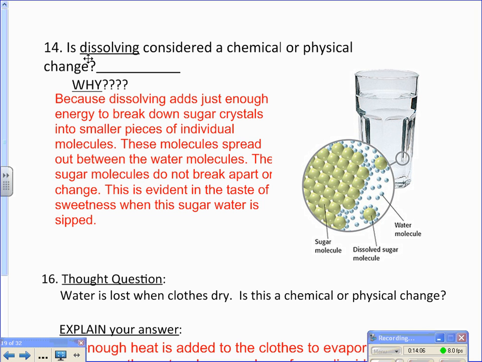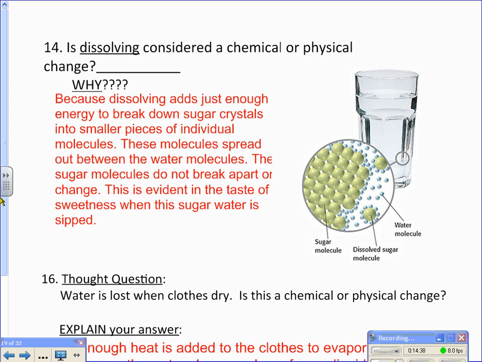So, is dissolving considered a chemical or physical change, and why? It is a physical change because all we're doing here is dissolving, or it adds just enough energy. When you stir sugar, for instance, in water, you're adding just enough energy to break down the sugar crystals into smaller pieces of individual molecules. These molecules then spread out between the water molecules. So the molecules of sugar spread out between the water molecules.